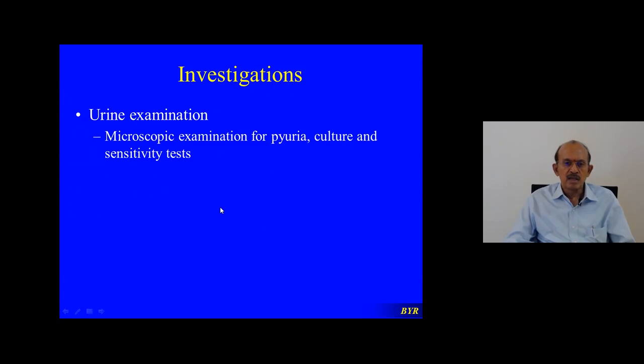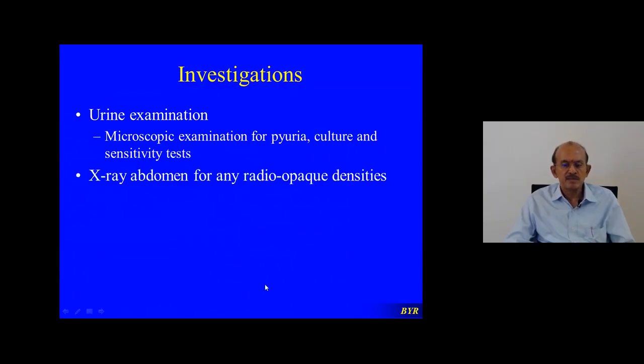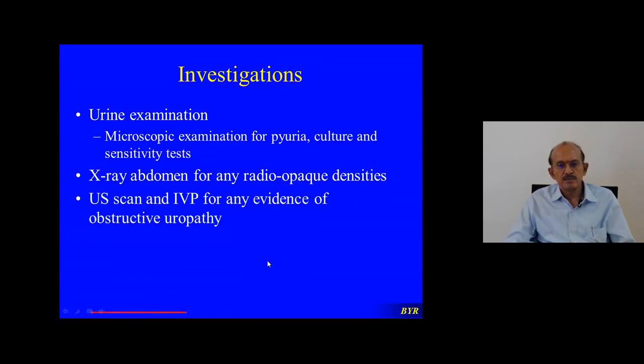Urine examination in pyelonephritis reveals pyuria, that means pus cells in the urine, and urine is subjected to culture and sensitivity tests to know the type of bacteria involved. X-ray abdomen for any radiopaque densities. Ultrasound scan and intravenous pyelography for any evidence of obstructive uropathy.